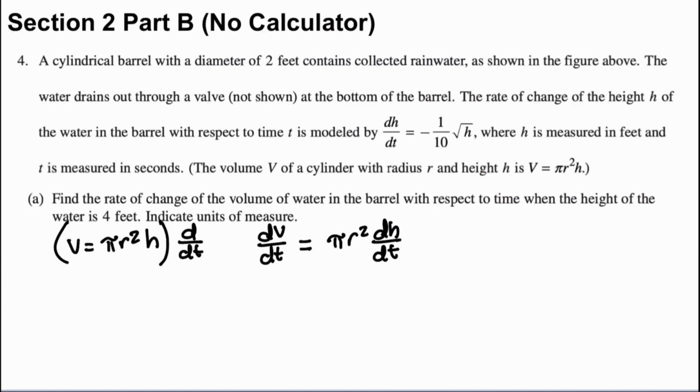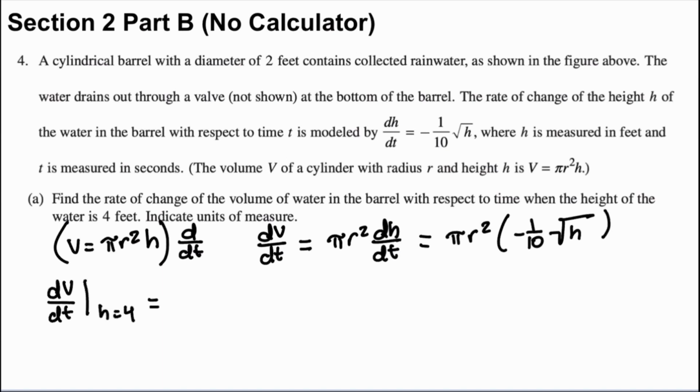Now we want to find the rate of change of the volume of water, dV dt, when the height of the water is 4 feet. Actually, we're given that dh dt is equal to negative 1/10 root h, so I feel like that is an appropriate substitution to make, especially since we don't have a calculator. So we want to be kind of careful when plugging in our values. So now we're going to find dV dt when h is equal to 4. And so we have pi. The radius is given to us as 1 because the diameter is 2. Half the diameter is the radius. So that's just going to be 1 times, or rather, excuse me, minus 1/10 times the square root of 4.